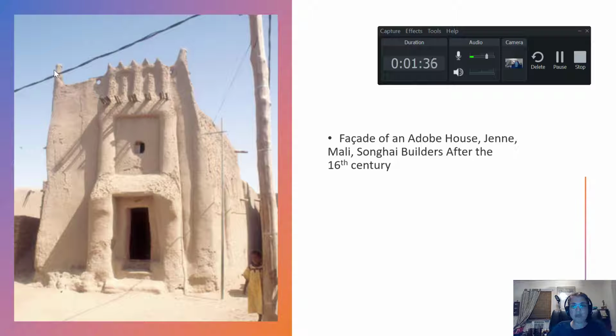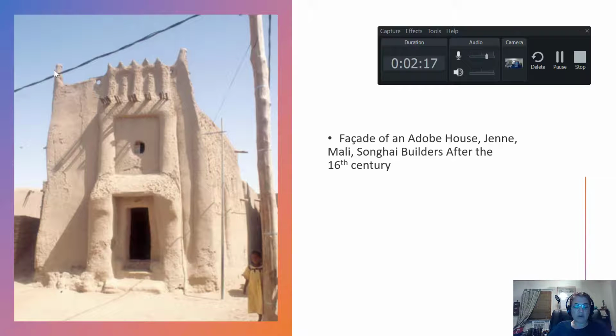And so I'm showing here the facade of an adobe house from Djenné, Mali, and we attribute this to the Songhai builders sometime after the 16th century. So contemporary Djenné dwellings constructed in the 17th century style are similar to the fortified households of central Morocco. Both are built from adobe brick plastered over with layers of mud. Though the Moroccan bricks are rectangular, the bricks made in Djenné are oval.